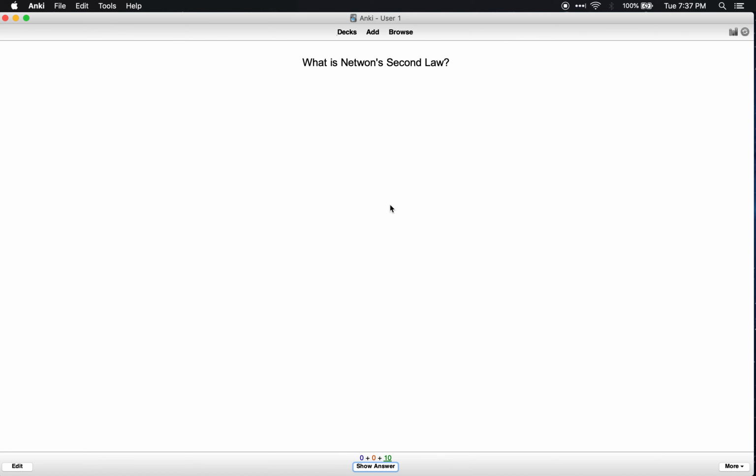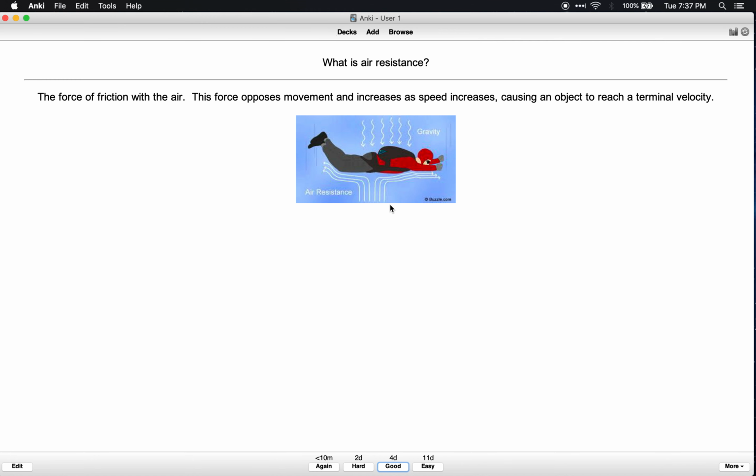Newton's second law, sum of F equals ma. Air resistance is frictional force coming from air. It's how you get terminal velocity, because air resistance makes it so you can eventually reach a point where acceleration equals 0.